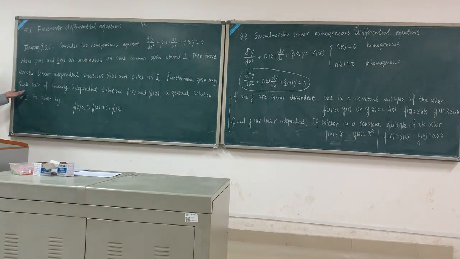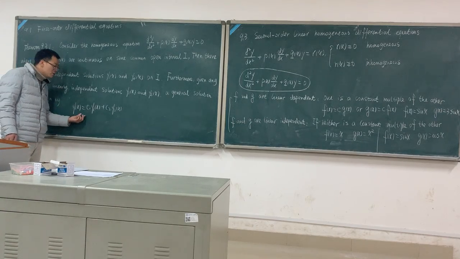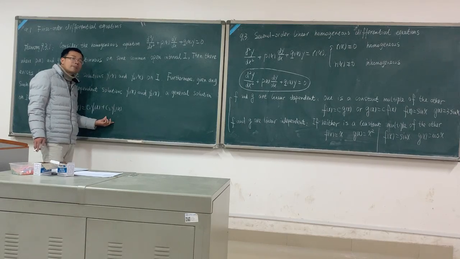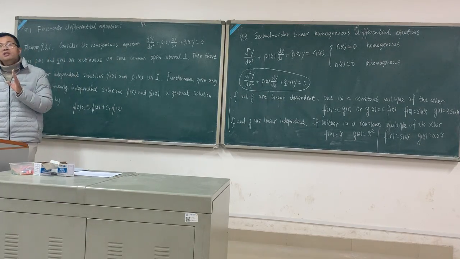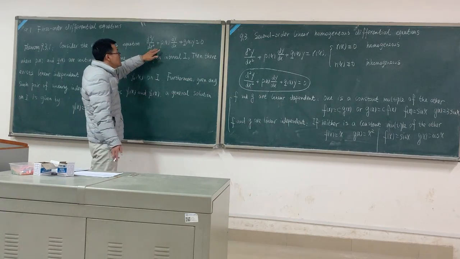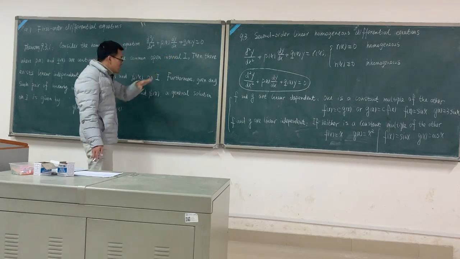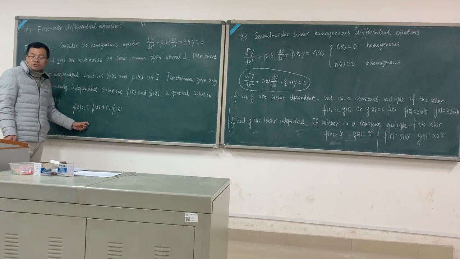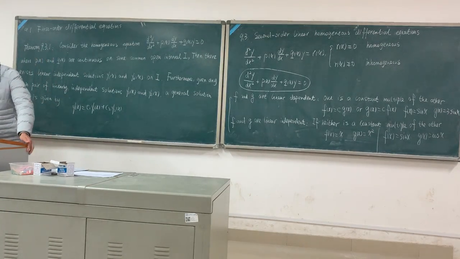Furthermore, given any such pair of linearly independent solutions y1(x) and y2(x), a general solution on I is given by y(x) equal to c1 y1(x) plus c2 y2(x). So here it means if you can find two linearly independent solutions of this equation, then the general solution is in this form.